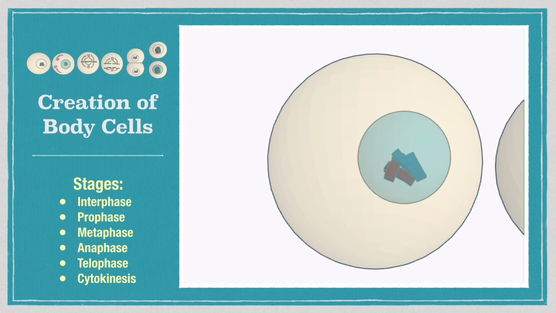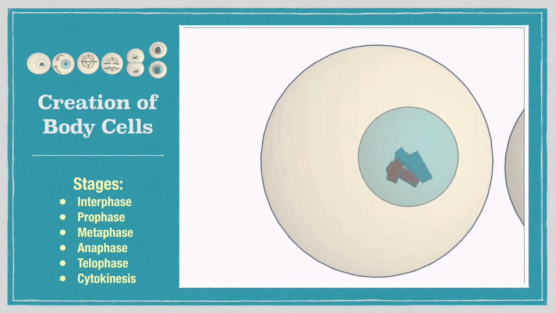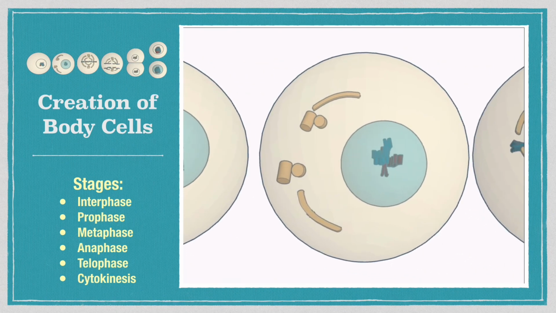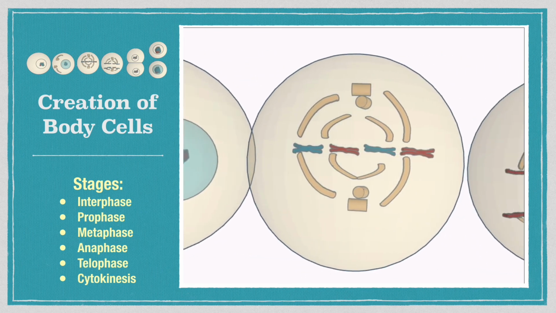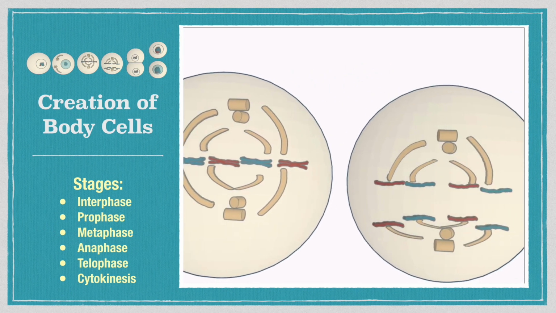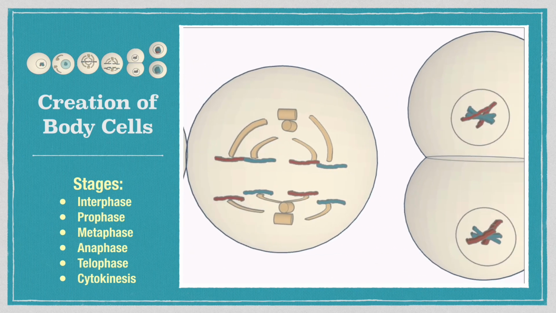Mitosis is very important because it creates all of our body cells. That's everything except for sperm and egg cells. Some examples of body cells are skin cells, hair cells, nail cells, eye cells, everything except gametes. Plants also go through this process to create their body cells.